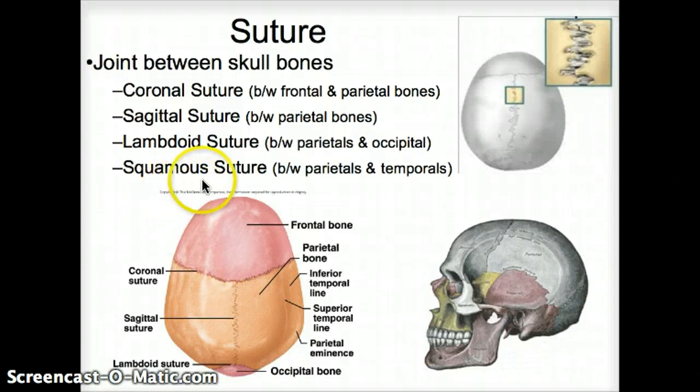And then lastly we have the squamous suture, and the squamous suture is on the side right here between the temporal and the parietal bone. It is not the same jaggedy up and down. It is more of a flat suture where the parietal bone goes underneath a little bit of the temporal bone as they connect. You can see that in the lab.